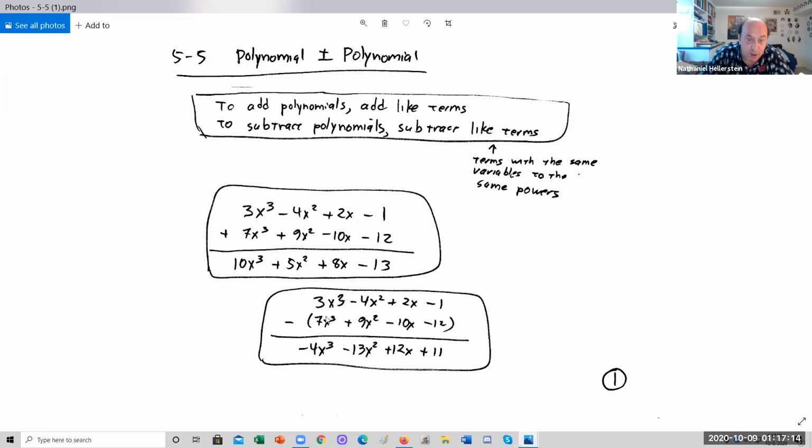Now I have the same polynomials, and now we're going to be subtracting them. So you subtract the corresponding terms. 3 minus 7 is negative 4, so negative 4x cubed. Negative 4 minus a positive 9 is negative 13, so negative 13x squared. 2 minus negative 10, that's 2 plus 10, is 12, so 12x. Minus 1 minus negative 12 is minus 1 plus 12, which makes plus 11.